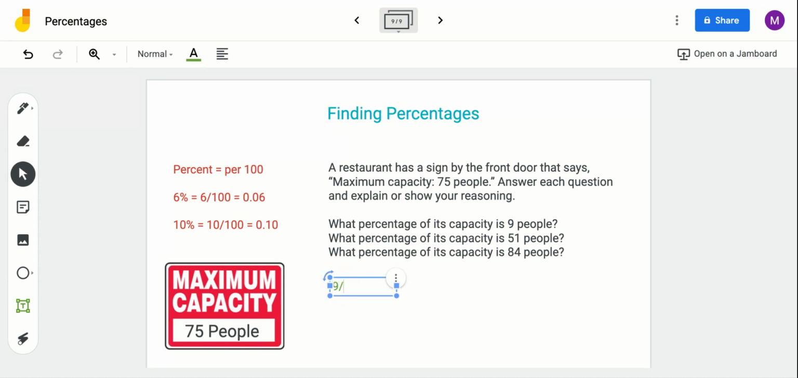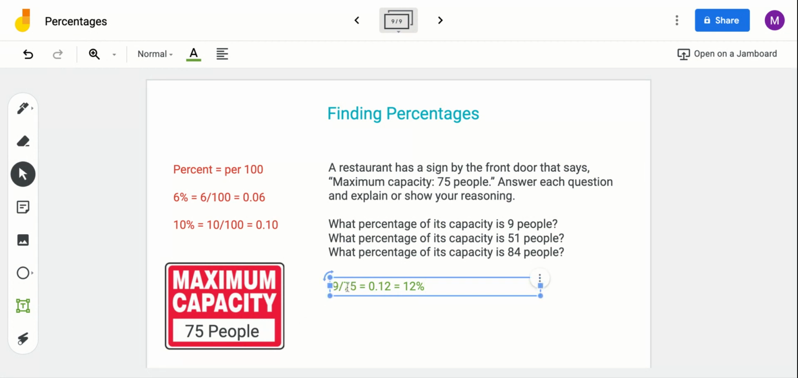9 75ths. What is that the same as? Well, if I convert that fraction to a decimal, it's equal to 0.12, 12 100ths. Well, 12 100ths per 100, 12 per 100, that equals 12%.